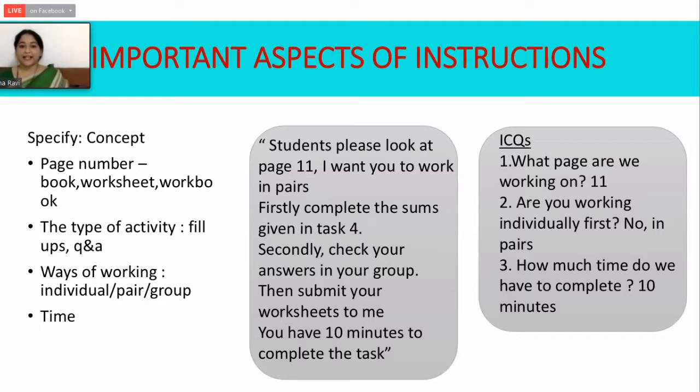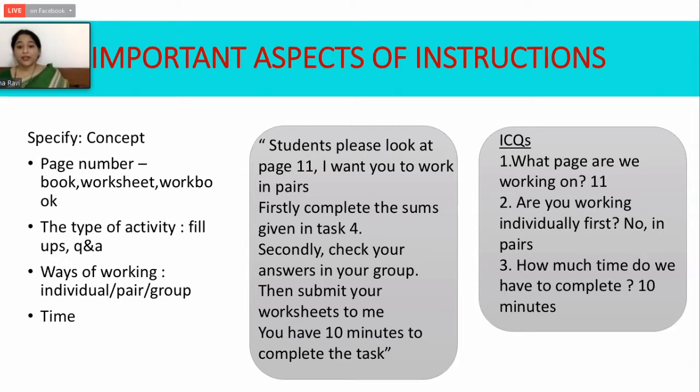So there's an example that I've given here. Students, please look at page 11. I want you to work in pairs, right? So that's when I pause and I look around. I can insert an ICQ right here as well. What page are we working on, Radha? She would say page 11. Okay. So firstly, complete the sums given in task 4.